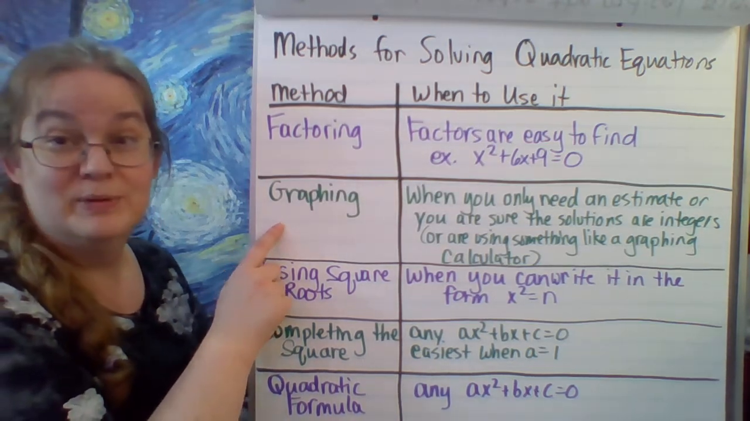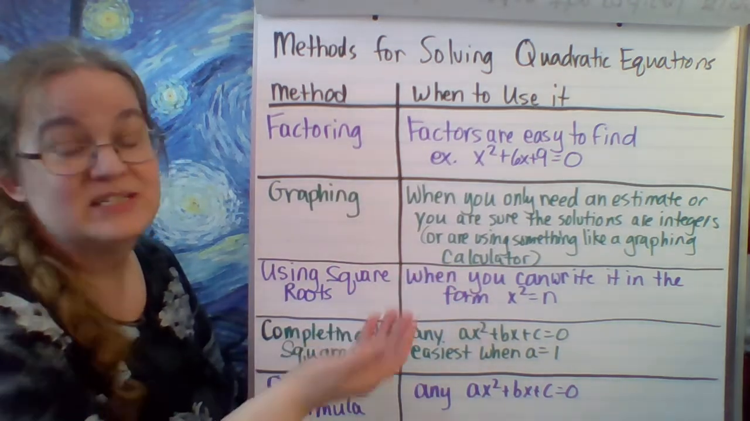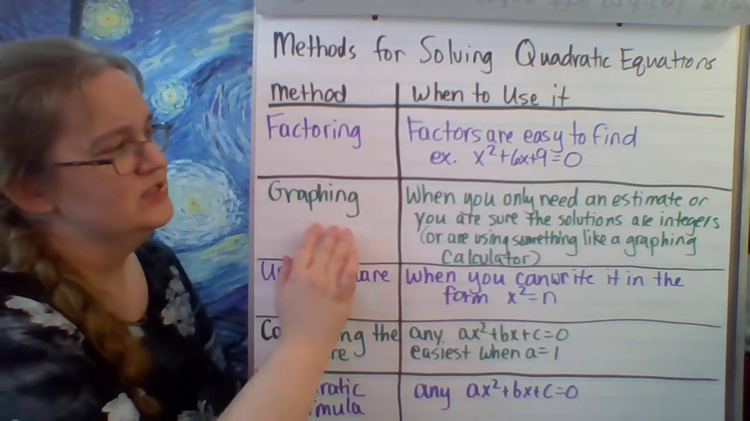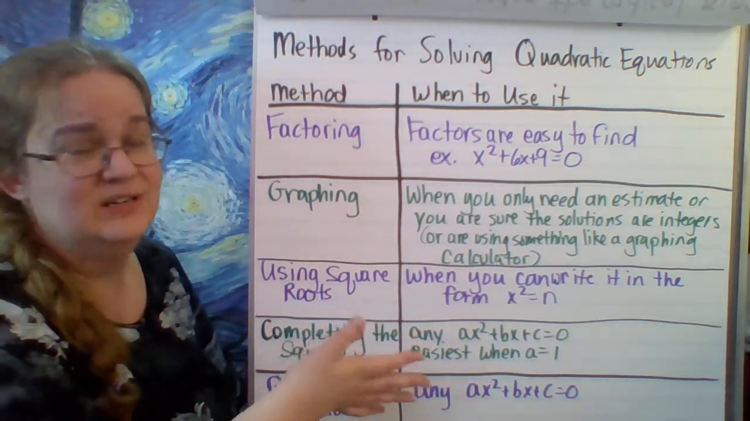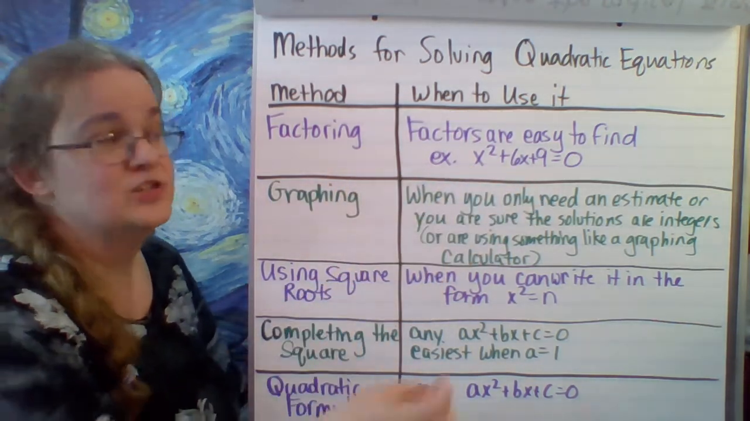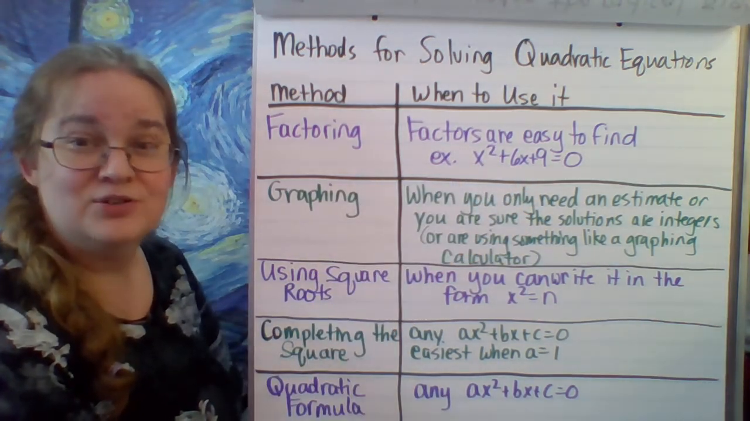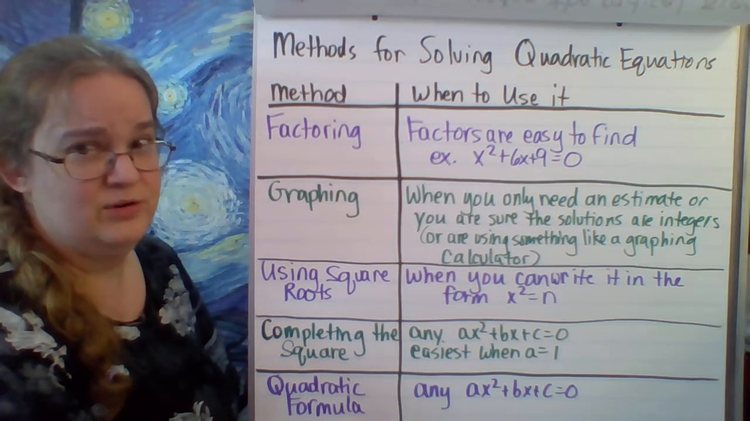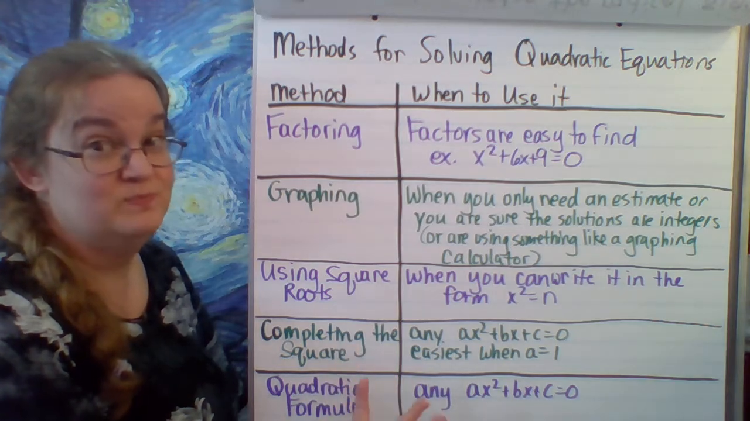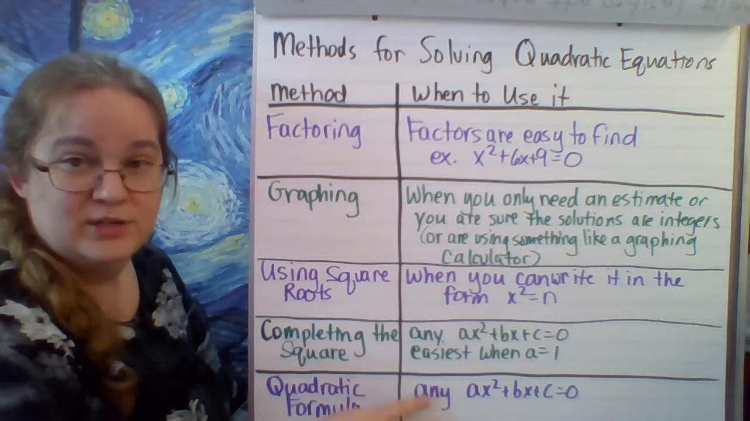Graphing is probably not everybody's first choice. However, if you just need an estimate, it's not bad. And if you have access to something like a graphing calculator or using something like GeoGebra, that's totally fine to use graphing to solve it, especially if you don't need an exact answer. Factoring, you want to use it when it's easy to find. So when you're looking at that and you're like, ooh, that's easily factorable, that would be a good time to use factoring because it's going to be faster than something like the quadratic formula. But if it's something that's really hard to factor, or some things you basically can't factor successfully, then you definitely want to use one of the other methods.